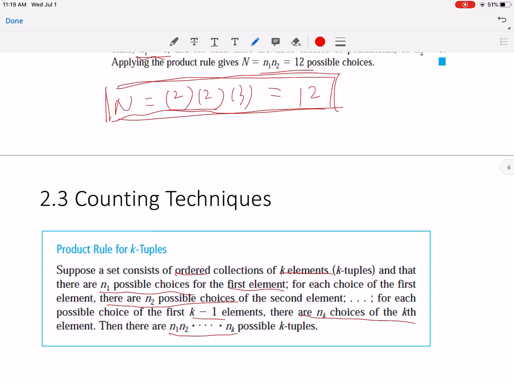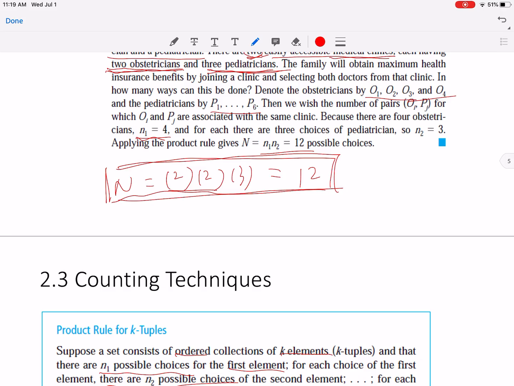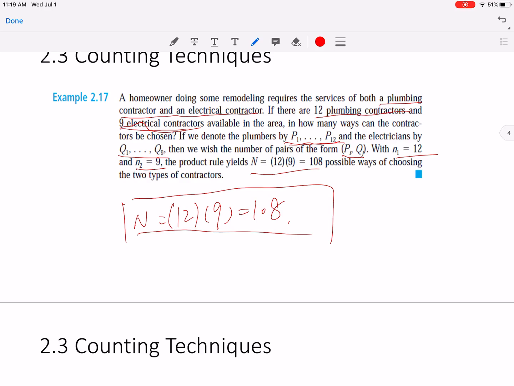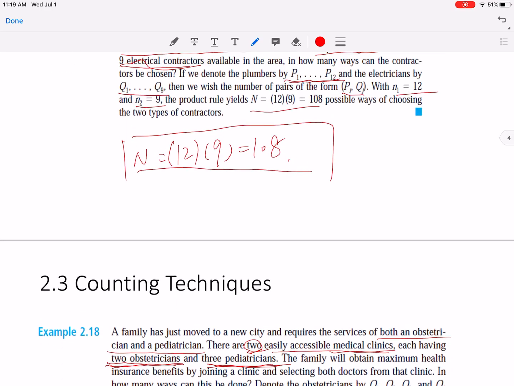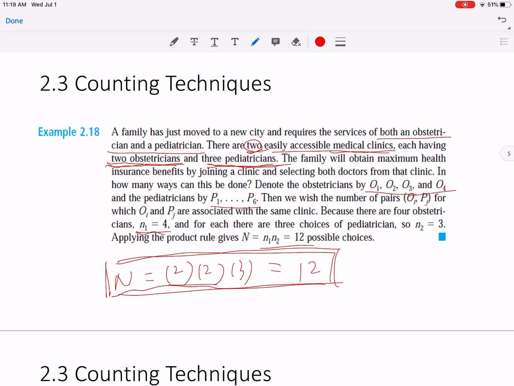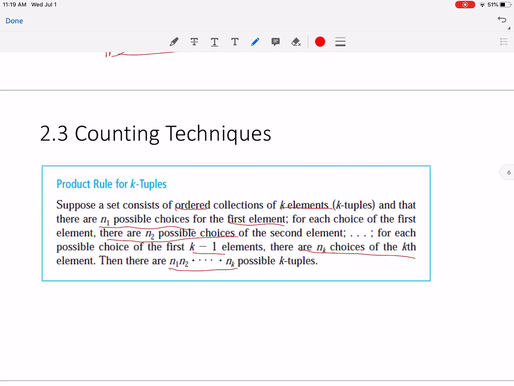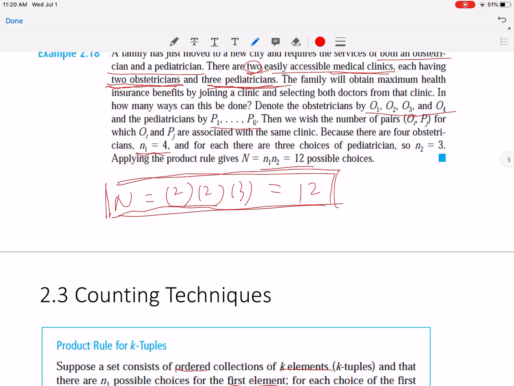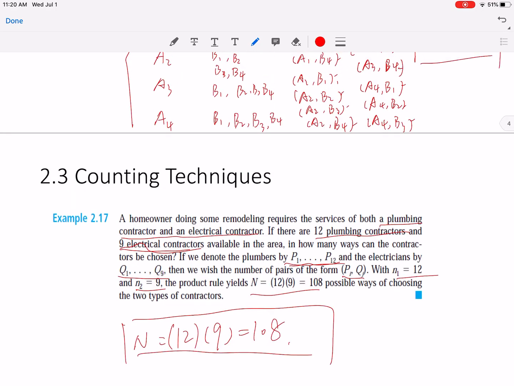So this is pretty much just a general form of the product rule we went over here. In the first example, we got 2 elements, and in the second example, we got 3 elements, and in this case, we could have more than 3. We could have k possible elements. So this is just the extension of the product rule we just went over up here.